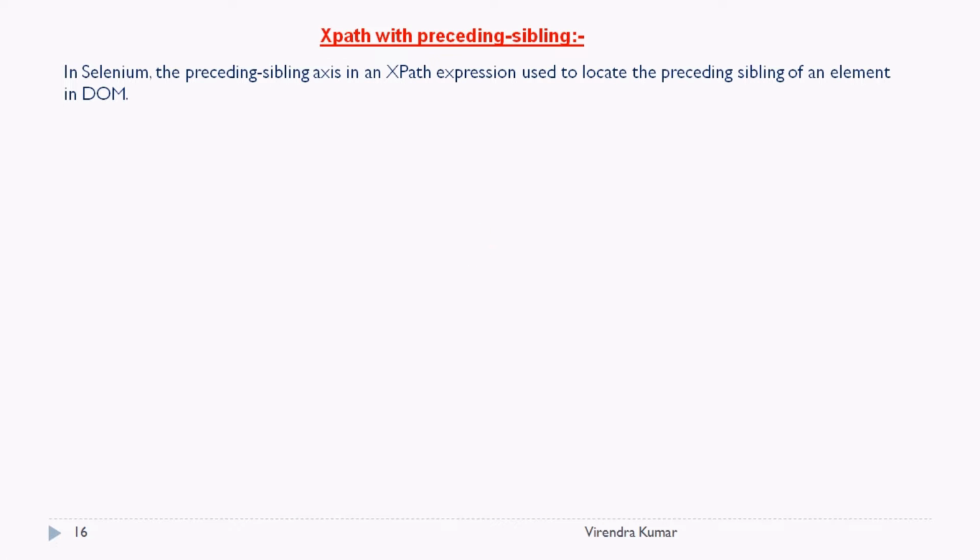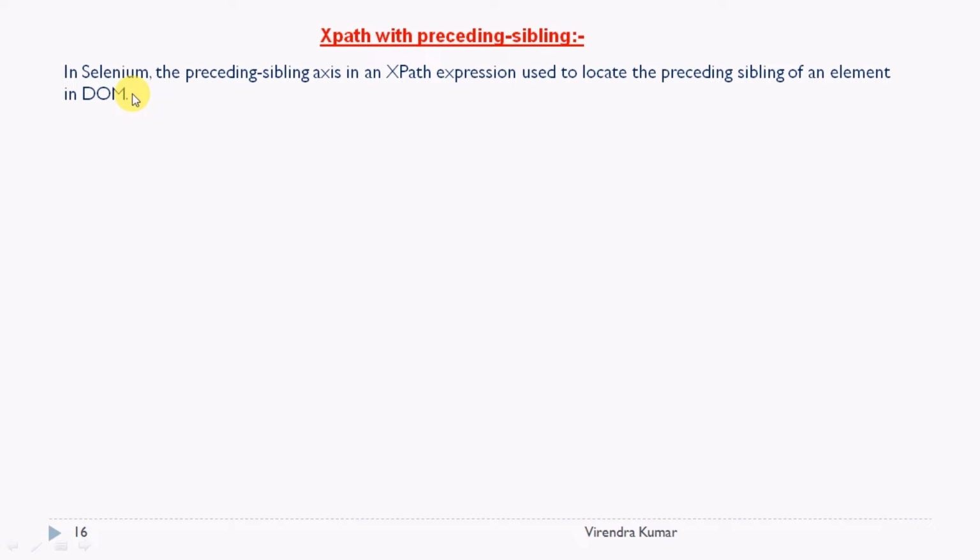In this lecture we will discuss how we can write the XPath locator using the preceding sibling concept. Before writing the XPath locator, let's understand what the preceding sibling is, when we should use it to write the XPath locator, and what conditions we need. In Selenium, the preceding sibling exists in an XPath expression which is used to locate the preceding sibling of an element in the DOM.